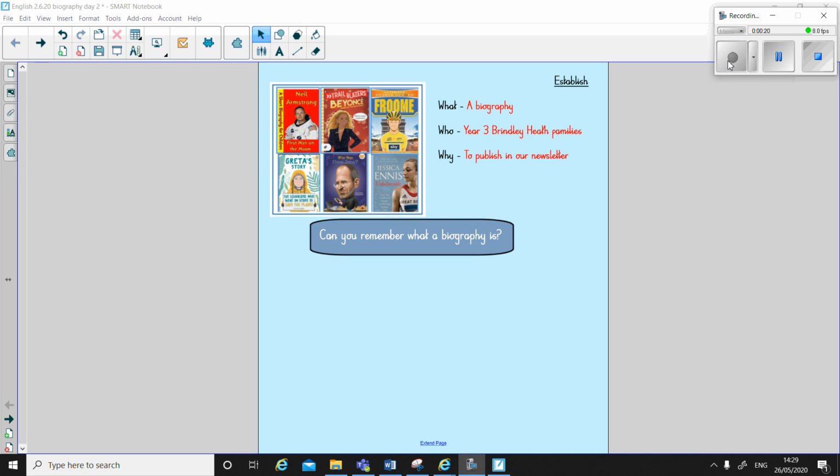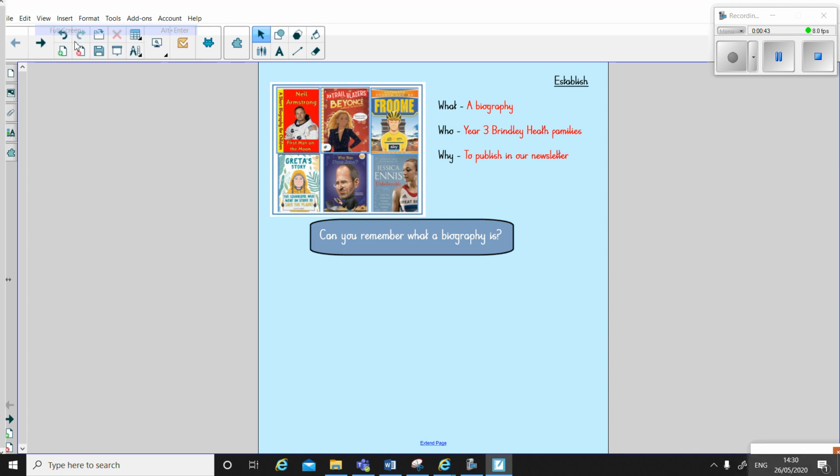It's information, it's facts, isn't it? It's accurate and true facts all about a person's life, written by somebody who has researched it thoroughly and writes about it. So we're going to write our biography. We're going to write them for each other and hopefully have the opportunity to read each other's by publishing it in our newsletter.